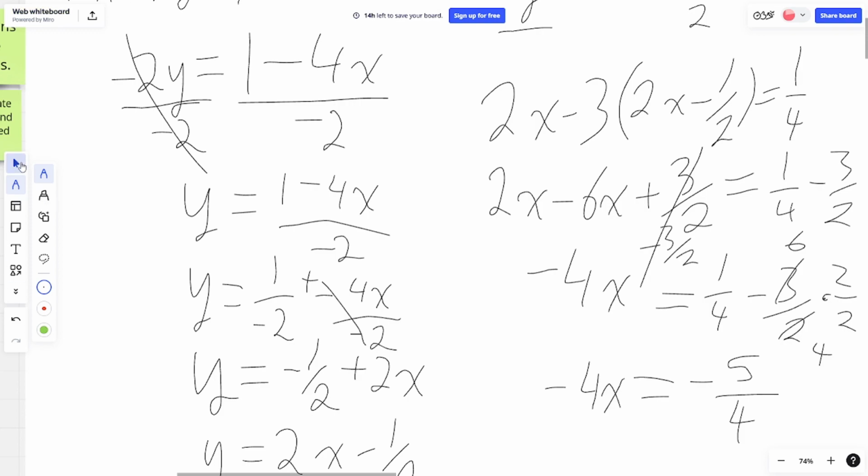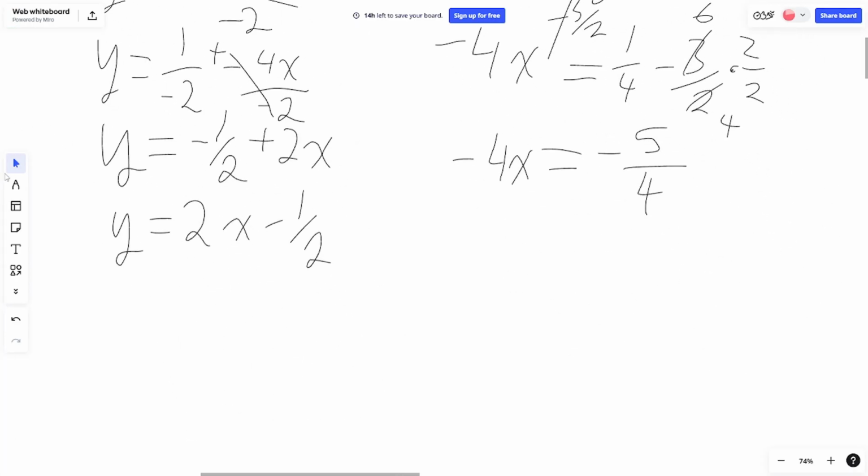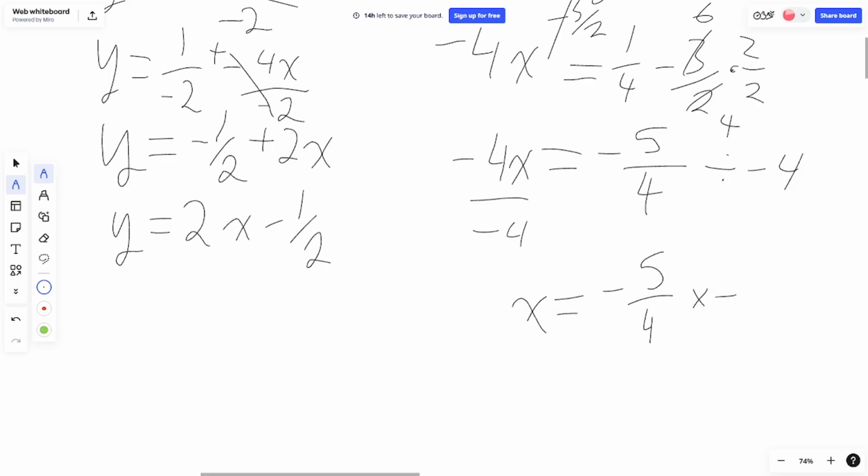Great. Now we can simply solve for x by dividing by negative 4. Now, the opposite operation of division is multiplication, so we can simply multiply by the reciprocal of negative 4, which will give us negative 5 over 4 times negative 1 over 4. And when two negatives multiply with each other, we get a positive. So this will give us x is equal to 5 over 16.